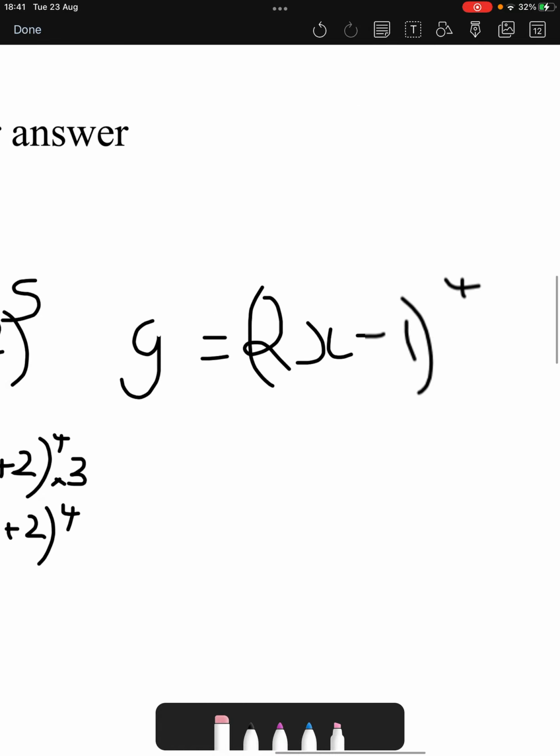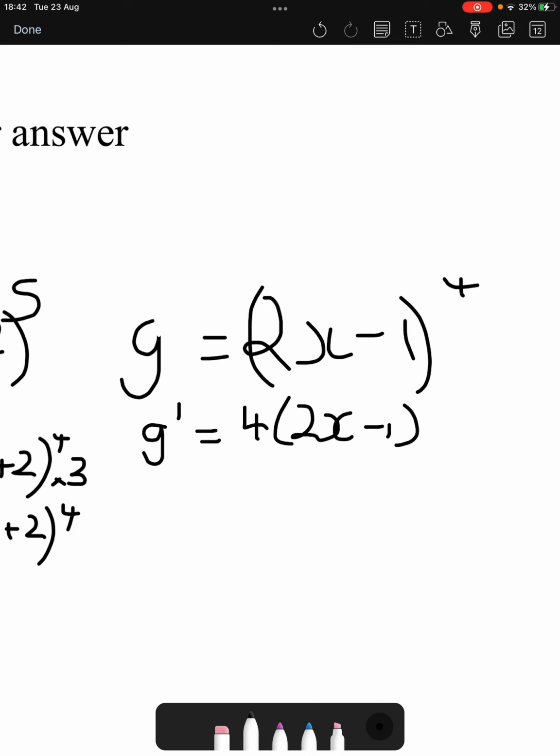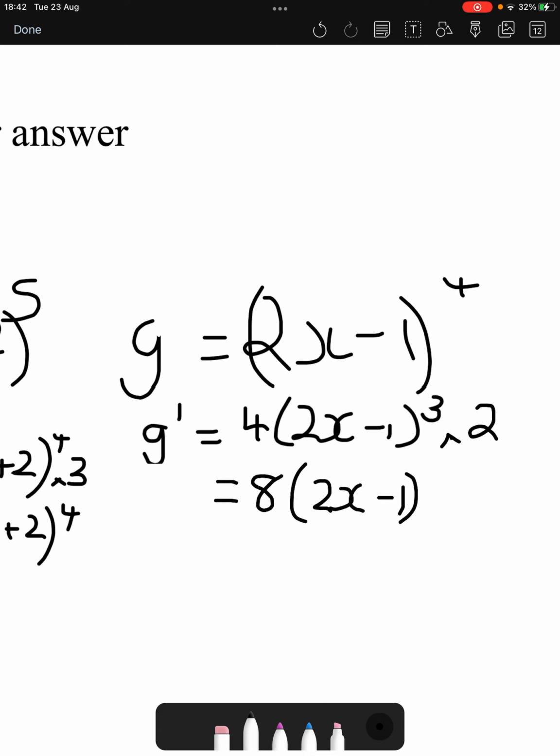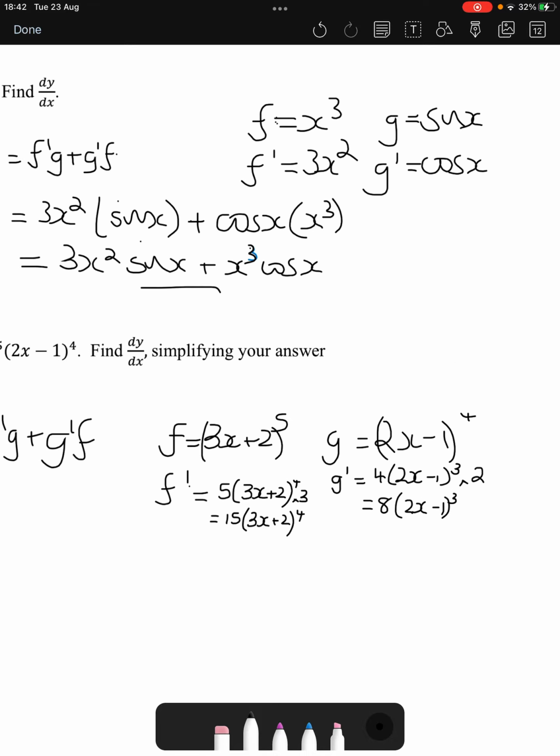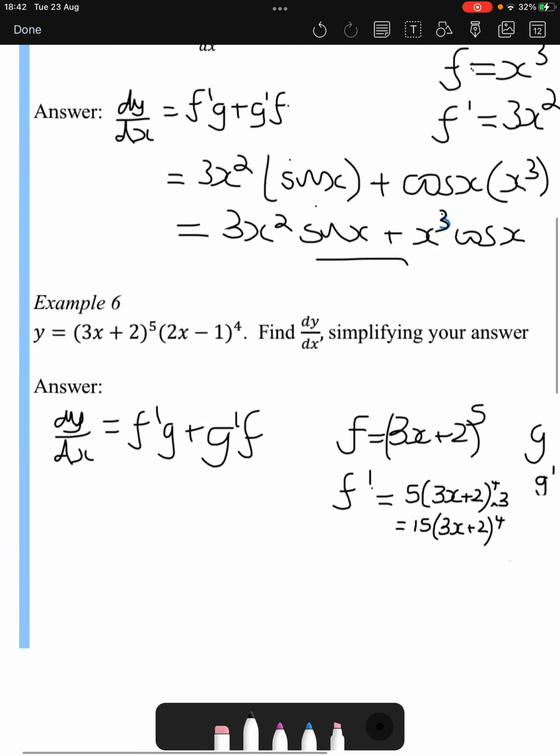Okay, do the same with G. That's messy. Right, G dashed. Bring your 4 down, cubed, and times by 2. So we're going to get 8 brackets cubed. So every question, especially some of these ones that I've given you to do, like sine 2x and stuff like that, please, please, please, you need to think about chain rule.